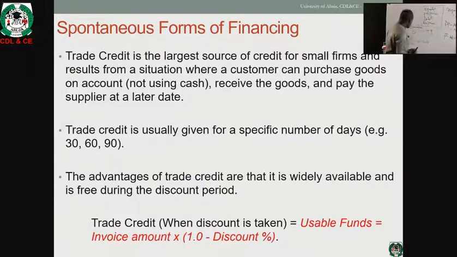Now, one of the things to note about spontaneous or short-term sources of financing is that you will be given credit that allows you to pay some amount of money immediately and pay off the balance later. At any point you pay part in cash, whatever is left to be paid at a later date creates an account which we call an account payable.